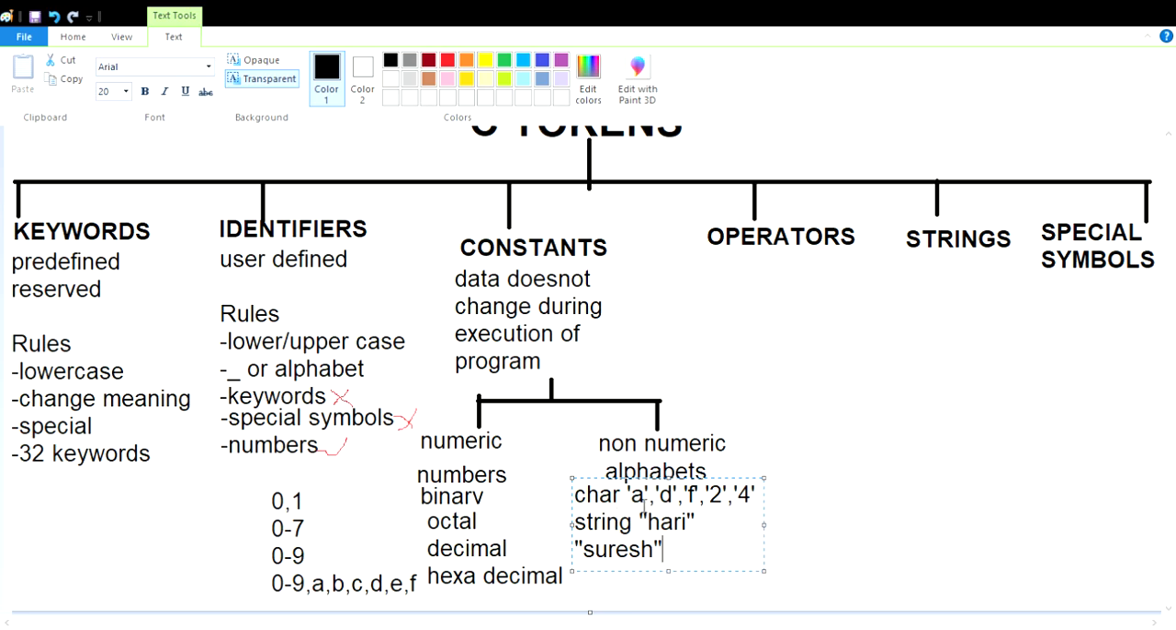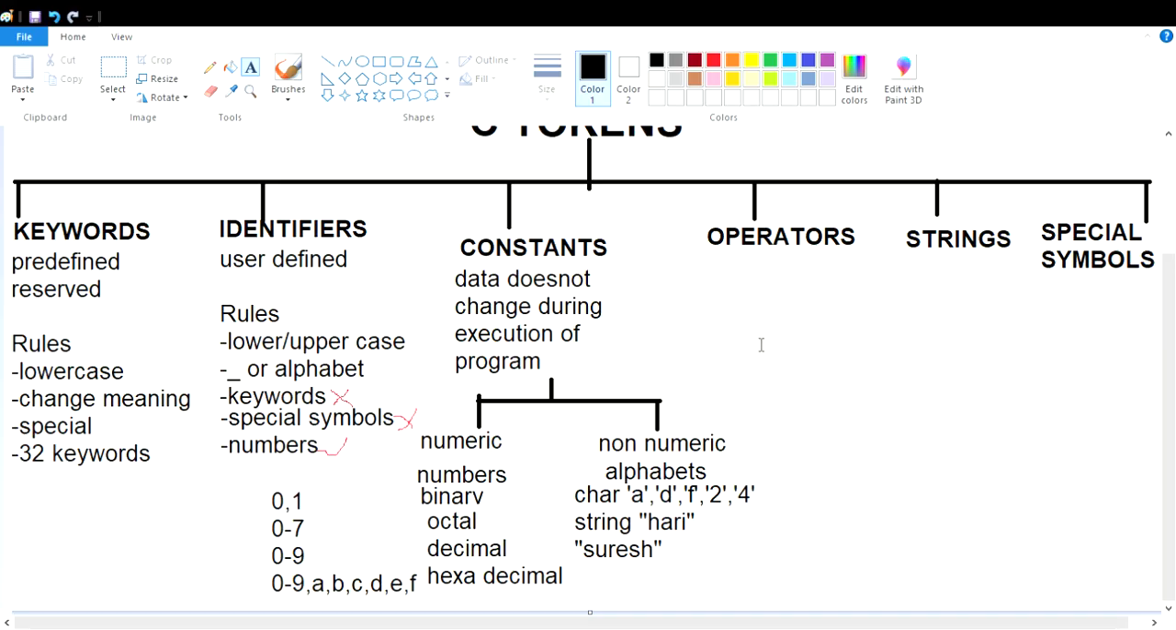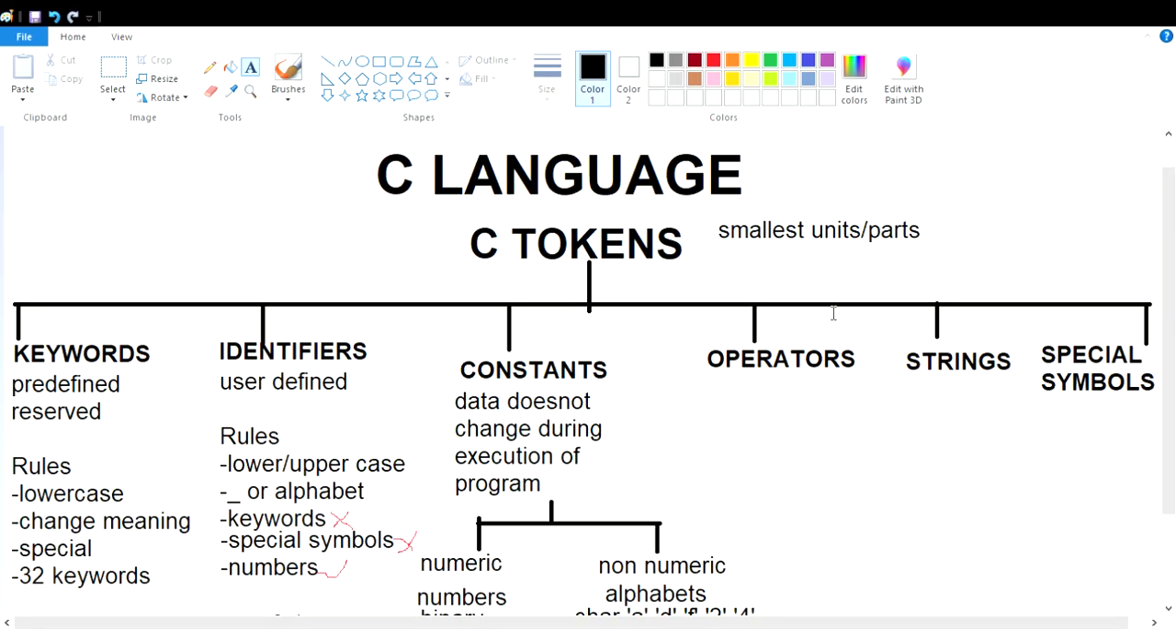When coming to the char, those are enclosed in single quotes. Okay. Next, coming to the operators. So what is meant by an operator? We will discuss the types only. In the next video I will make a special video on operators only. So first of all, we will know what is meant by an operator.